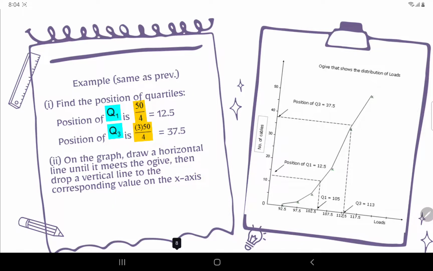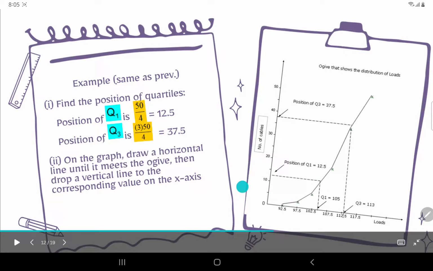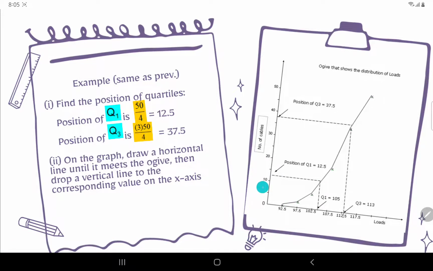The same example as the previous one, with the total number of cables. Find the position for the quartiles. So F is 50. Position of Q1 is 1/4 multiply with 50, which is 12.5. Position for Q3, 3/4 multiply with 50, which is 37.5, same as before. So now that we have the OGIF, how do we find the value of Q1 and Q3 based on this OGIF?